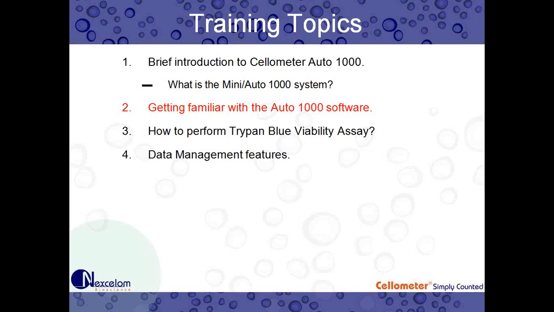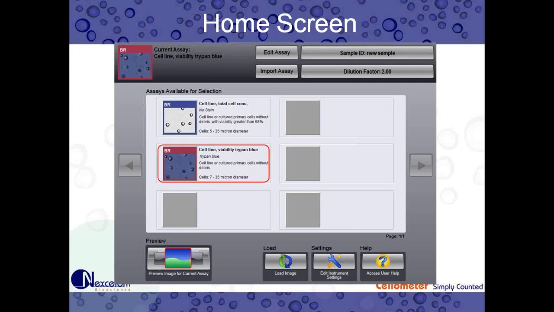So next we're going to get familiar with the Auto 1000 software and home screen. This is what you see when you start the instrument, and this is where you select your assays. Starting at the top, it shows our current selected assay, in this case the cell line Viability Trypan Blue assay. Our current assay is outlined in red to show it is selected. Number 2 and 3 are the sample ID and the dilution factor. The user can input a custom sample ID as well as a dilution factor based on the final dilutions of the cells in the slide. And I'll go more into that a little later.